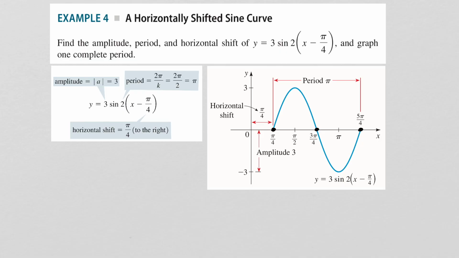Halfway in between pi over 4 and 5 pi over 4 is 3 pi over 4. That's where it crosses the x-axis. And then halfway in between pi over 4 and 3 pi over 4 is pi over 2. This is where it will attain its maximum value, which is going to equal the amplitude. Amplitude is 3 in this case. And then, of course, halfway in between these two values, which is at pi, it will attain its minimum value. And here is the sketch of the first period horizontally shifted to the right of that graph.